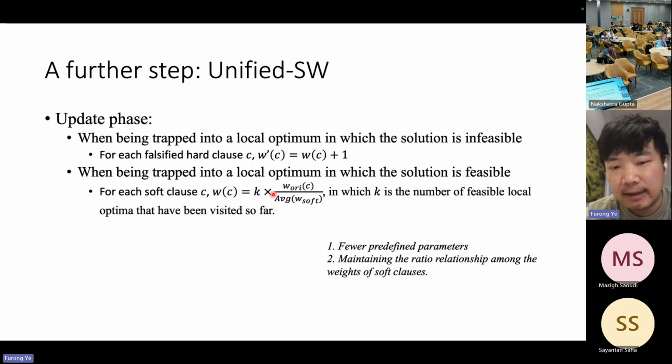The soft clause weight will be k times the original weight of C divided by the average of all the soft clause weights. In this case, the right part represents the relationship of one clause's weight compared to the other soft clause weights in the problem itself. And this k is the number of feasible local optima that have been visited so far. So we can see that our new weighting scheme has fewer predefined parameters, because in these two steps there are no parameters that need to be tuned. And second, because we adjust the soft clause weights by a linear scale factor, the relationship among the weights of soft clauses will remain the same during the local search process.